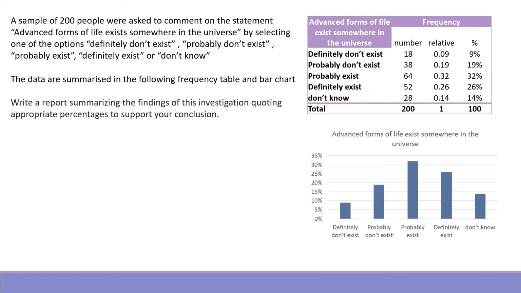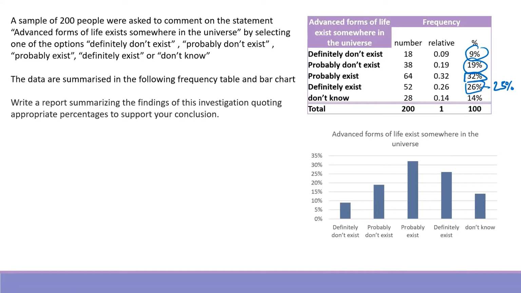So it says here that we've got 9 to 19% of people thinking that they don't exist, whereas we've got 32% saying they probably exist and 26% saying they definitely exist. Oh, that 26%, that's almost the same as 25%. So I might say roughly a quarter of people think they definitely exist. And then we've got 14% of people saying they don't know. That's okay. We can use that. We might even use that at the very end and just say the remainder of people said they don't know.